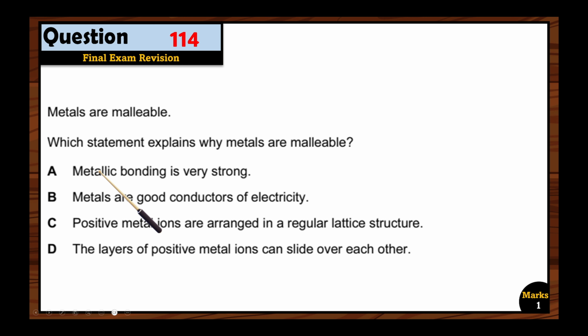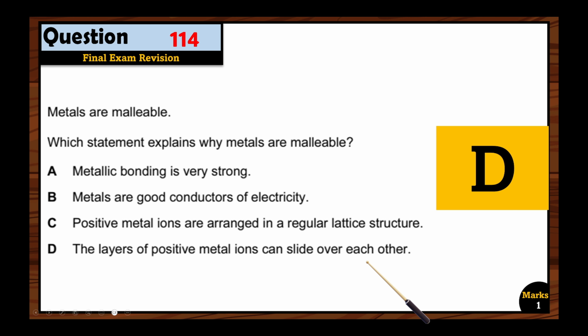Question 114. Again, you see they are giving the same question again and again, but with different statements. So for malleability, you just have to find the words, the metal ions can slide over each other, okay? Don't look for the word electrons. Electrons are not responsible for the malleability. Actually, the positive ions, when they slide over each other, make the metals malleable. We can change their shape, okay? So which statement explains why metals are malleable? Because the layers of the positive ions can slide over each other, option D.